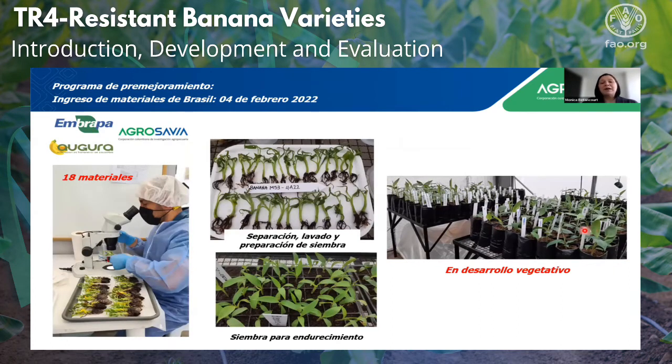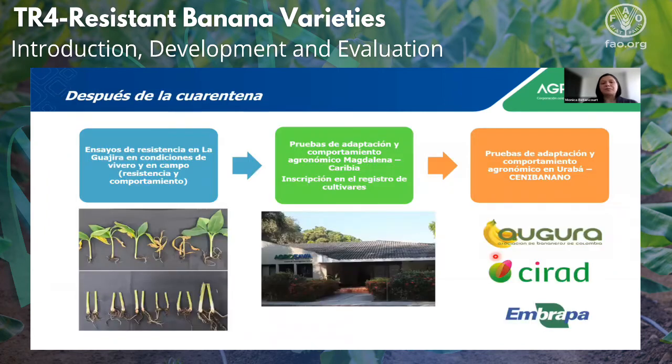En el caso de Embrapa, entraron 18 materiales a principios de año, y en este momento están en desarrollo vegetativo, son materiales que tenemos en la custodia de Agrosavia para su manejo.